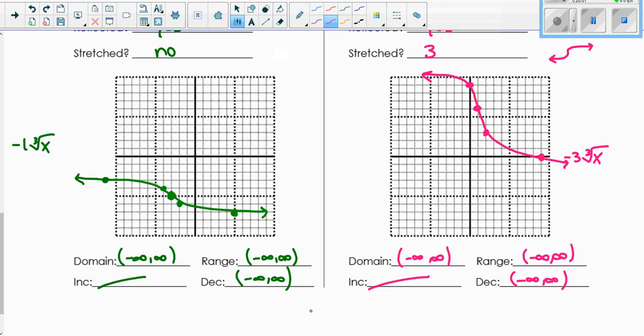So you want to take the cube root of 1. You want to take the cube root of 8. Moving left 1 and moving left 8. So a lot fewer numbers to have to worry about than a square root.